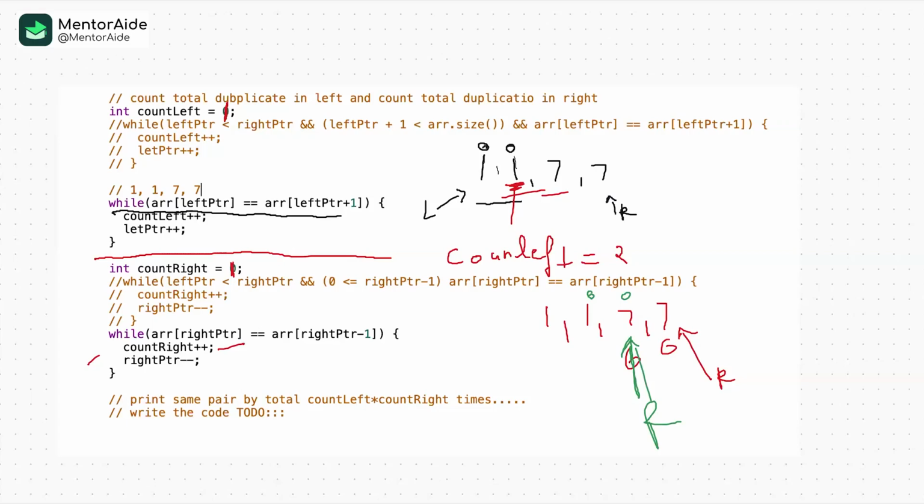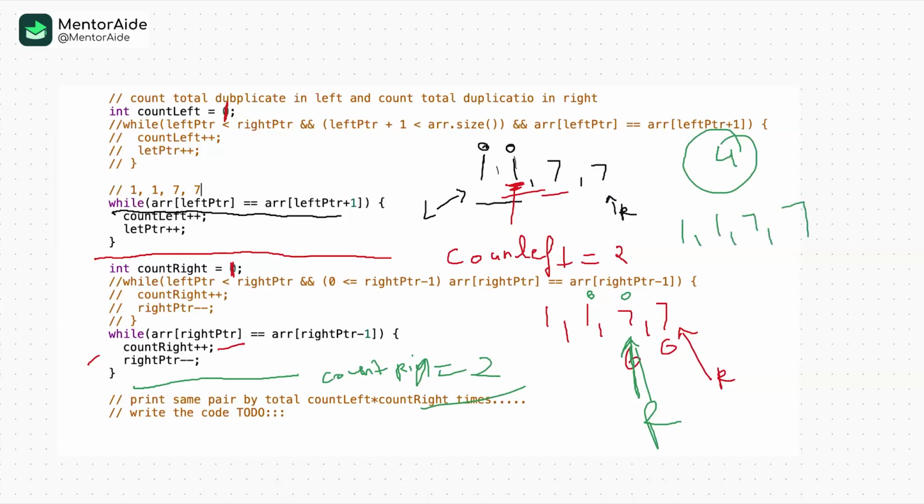So at the end of this one, what will be the value of count right? 2. The final value will be what? 2 times 2. What is 2 into 2? 4. Let's see how the 4 pairs are coming out of this.